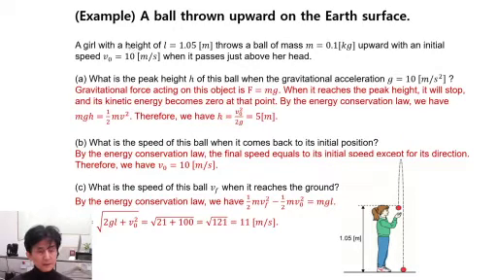So the height of the girl is 1.05 meters, and a ball of mass 0.1 kilogram is thrown upward with initial velocity 10 meters per second. Then the first question is, what is the peak height h of the ball when the gravitational acceleration is 10 meters per second squared?